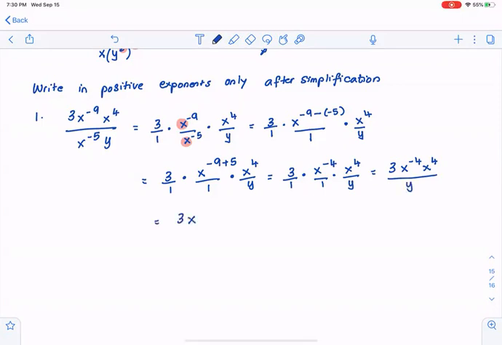So 3x raised to, since we are multiplying and the bases are identical, we have x raised to minus 4 plus 4 divided by y, which is 3x raised to 0 over y. Any number raised to the power of 0 is 1. So 3 times 1 over y, which is 3 divided by y.